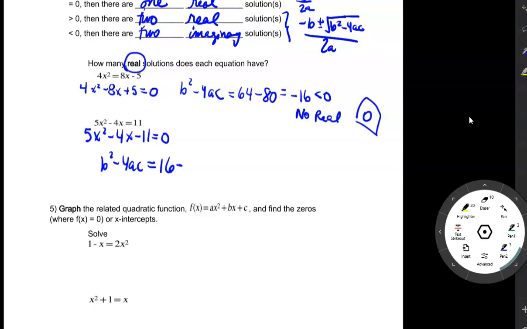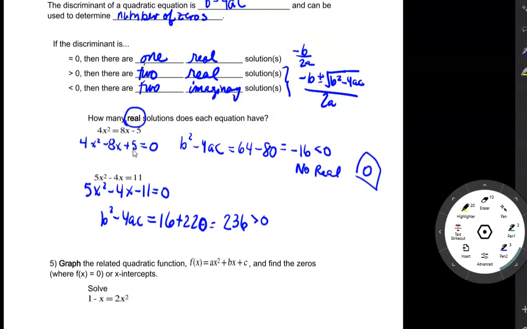And so I end up, and since 4ac was negative 220, but it's a minus negative 220, that's going to be plus 220. And so I end up with 236. It's a positive number. And so I go back up here to my list. If it's positive, I'm going to have how many real? 2. Okay, so that's how you do those using the discriminant.